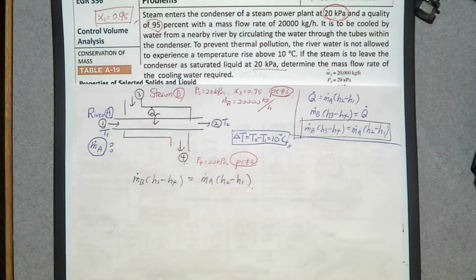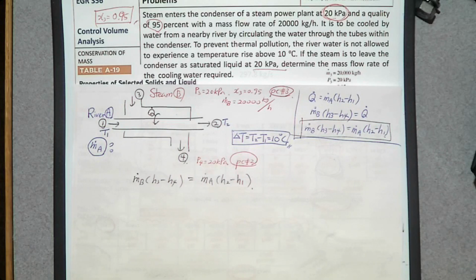So let's look at the left-hand side. Do we know m dot B? Yes, we do. Can we determine h3? Yes, because we know the pressure and the quality x. So when you have a quality x, it is saturated mixture. How do you determine h of saturated mixture?